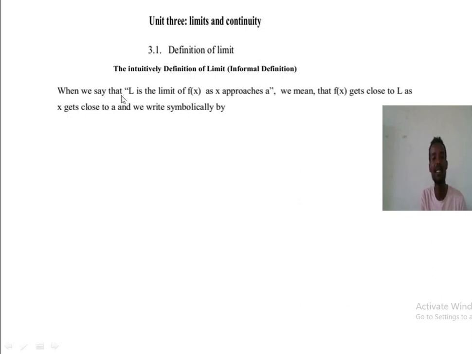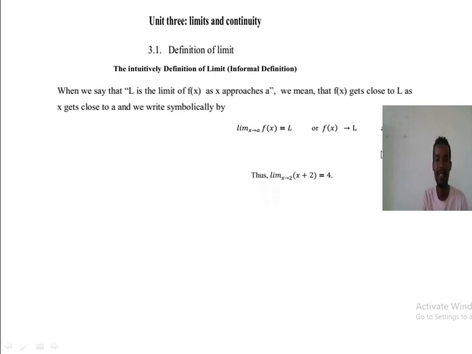When we say that L is the limit of f of x as x approaches A, we mean that f of x gets close to L as x gets close to A, and we can write symbolically: limit of f of x as x approaches A is equal to L, or f of x approaches L as x goes to A. This is the informal definition of a limit.